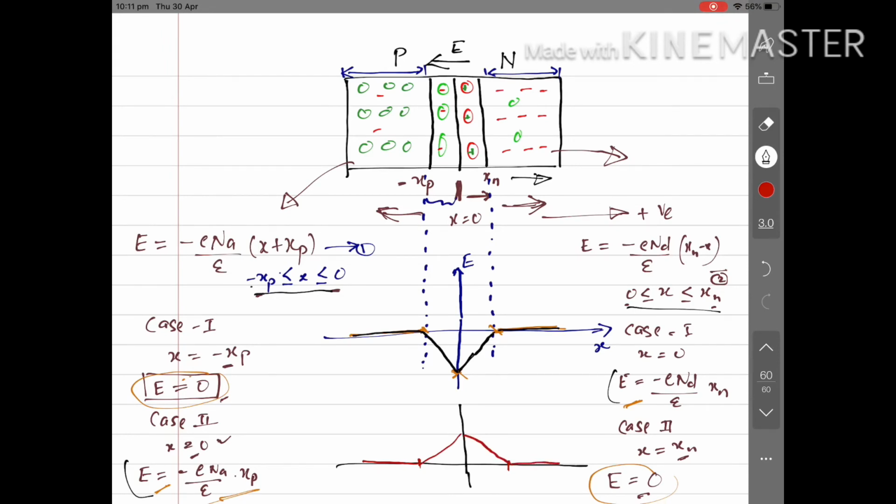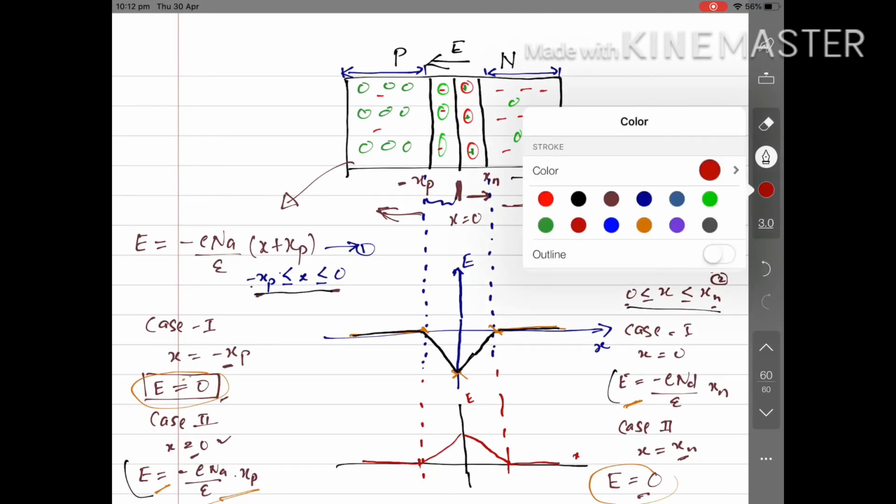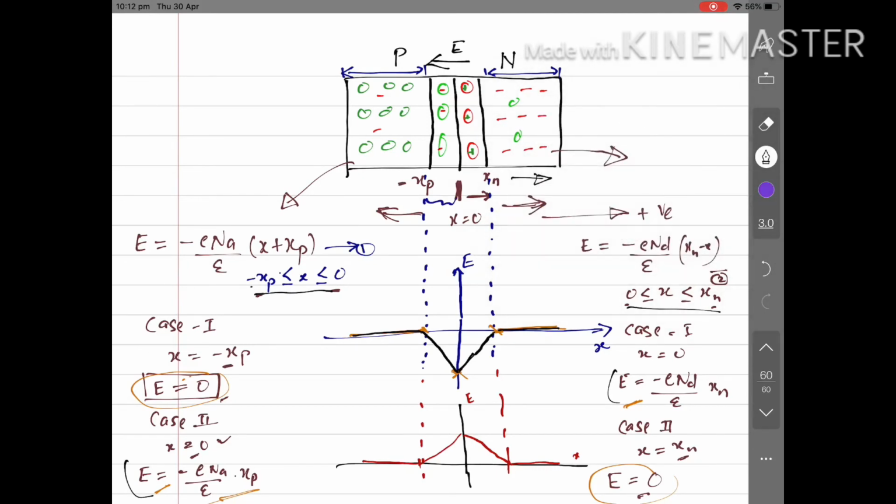So like this you will get the graph for electric field and x. Now from this graph you could see that the electric field till this point is 0, till this point is also 0, and after that the electric field is increasing gradually, but the maximum electric field which we are getting is at the junction, right?